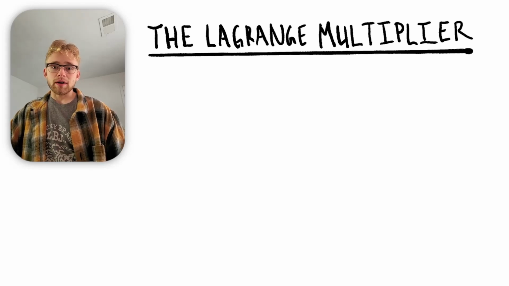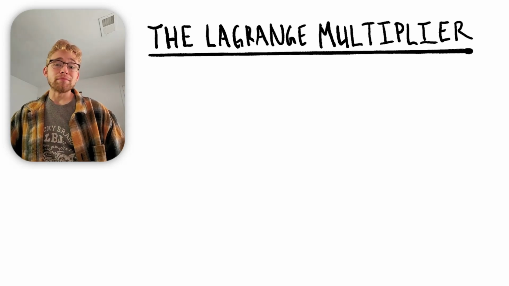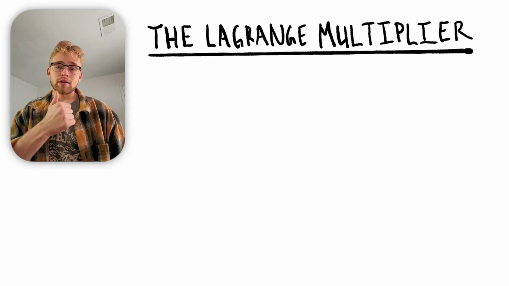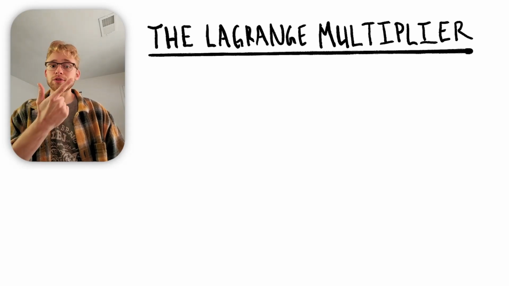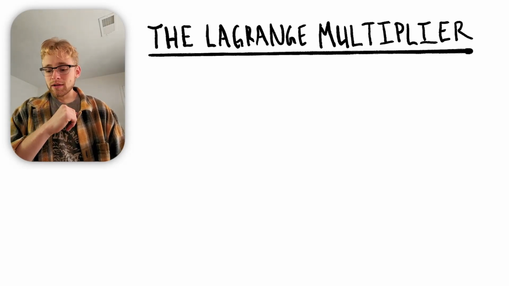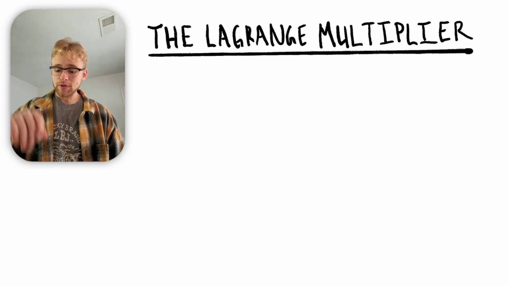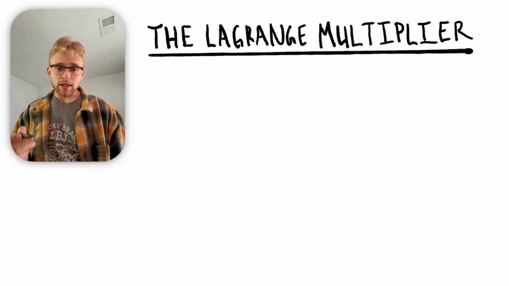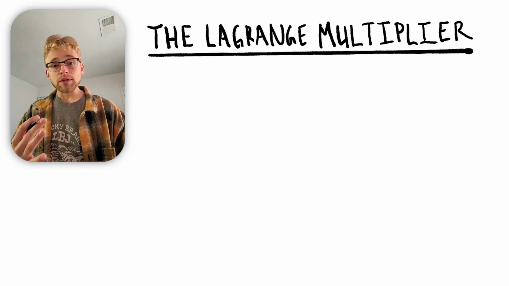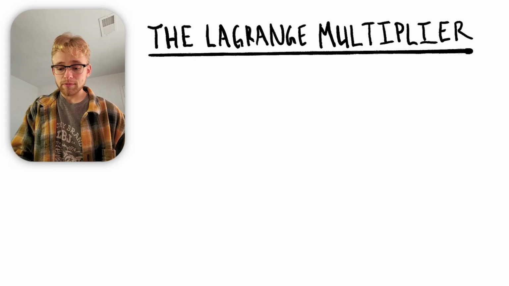Today we're going to talk about the concept of the Lagrange multiplier, which is used to find maximums and minimums of a cost function and its constraints. Now, what do I mean by a cost function and a constraint function? And what do I mean by maximums and minimums? Well, let's start with maximums and minimums, particularly local maximums and minimums.